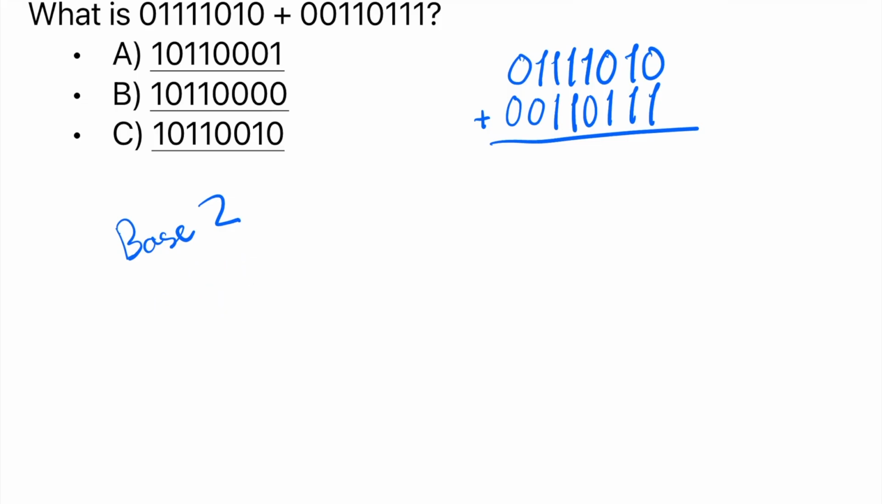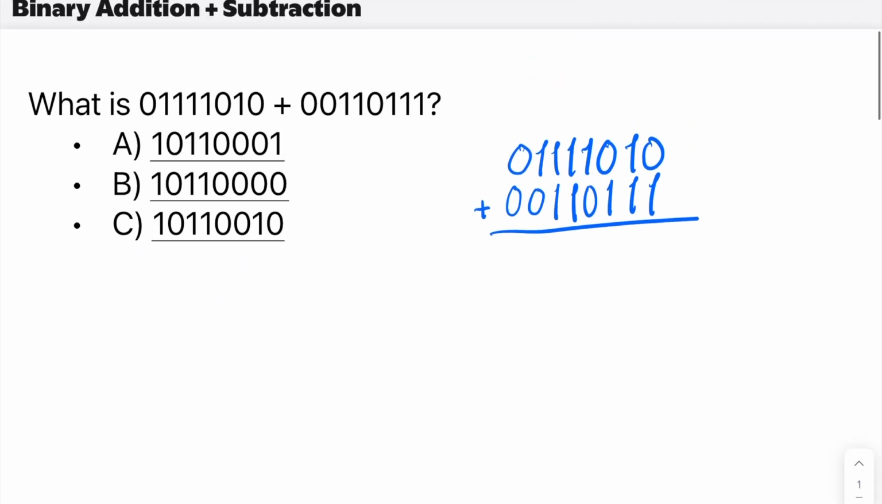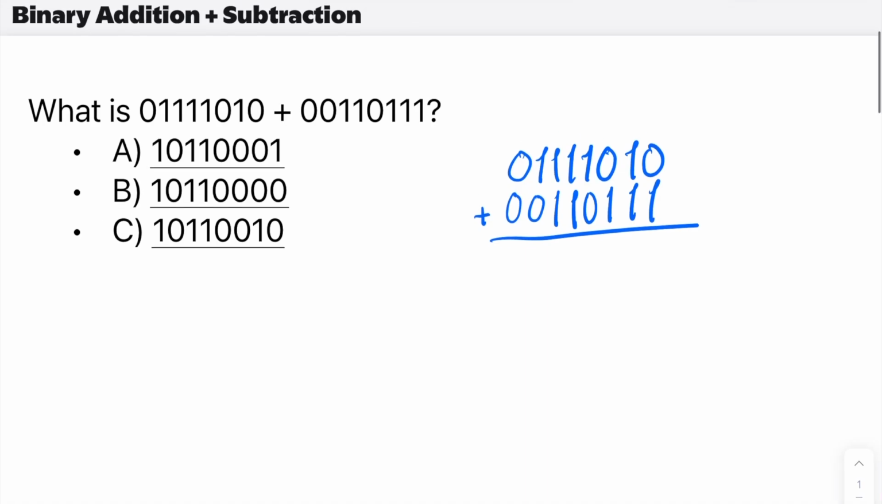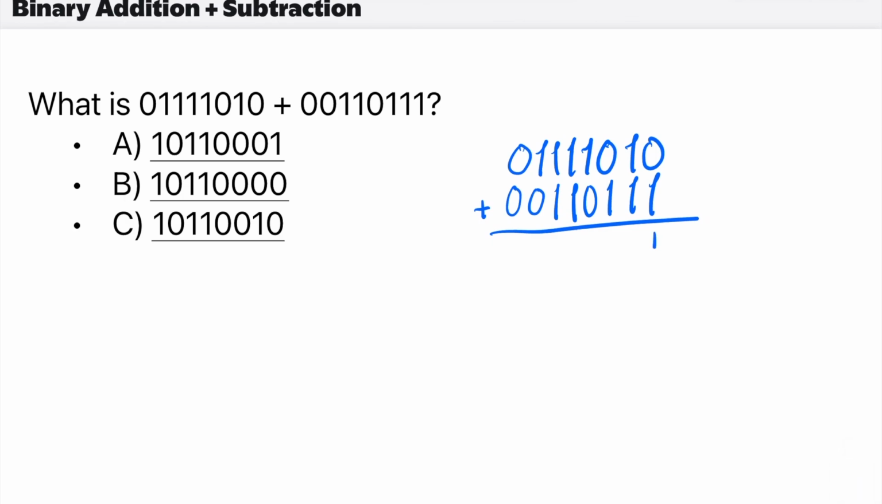So let's begin. You might be given a question like the following. What is 0, 1, 1, 1, 1, 0, 1, 0 plus 0, 0, 1, 1, 0, 1, 1, 1? Well, let's begin. First thing we're doing, 0 plus 1, just 1. It's just like regular decimal addition. Again, we're just working with zeros and ones here.